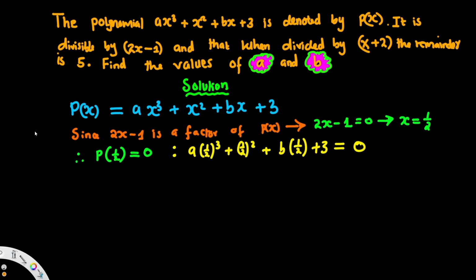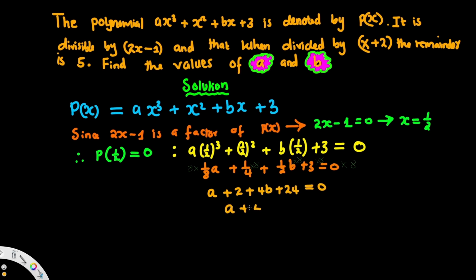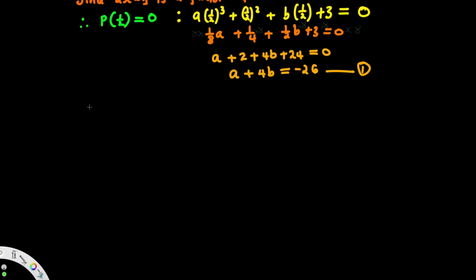Now this is the first equation that we have, which we are going to simplify by multiplying by 8 all through. If we multiply all the terms by 8, this is going to reduce to this particular equation. And if we simplify it further, we are going to have a plus 4b equals negative 26. And now this becomes our first equation.